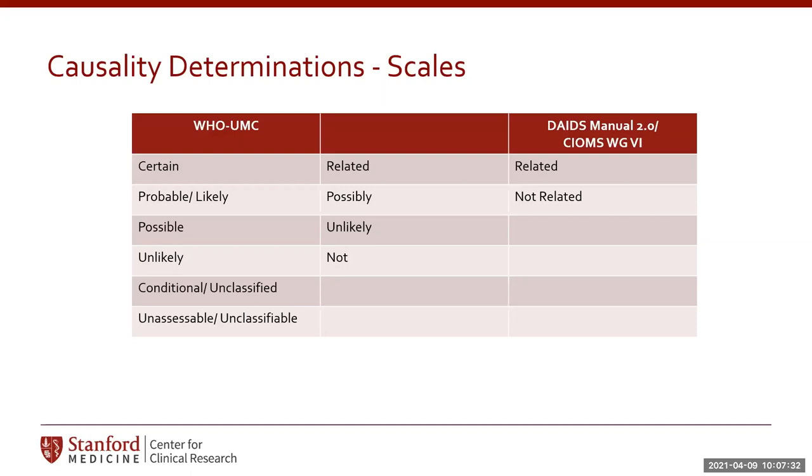In general, there are difficulties differentiating between scales with four or more levels. There is poor inter-rater agreement using terms such as possible or probable, because it's hard to differentiate. Grades of causality offer little practical advantage. What you need to know is, do you need to report it or not? So really, if you have a say in it, just use the binary scales. That's the overall recommendation to date.